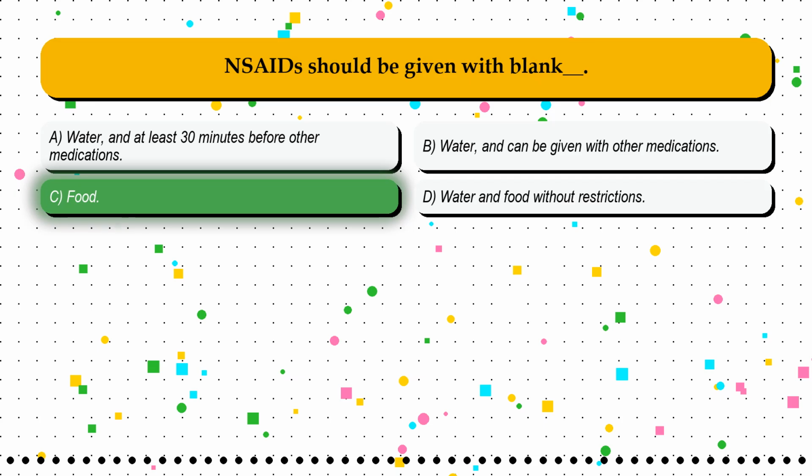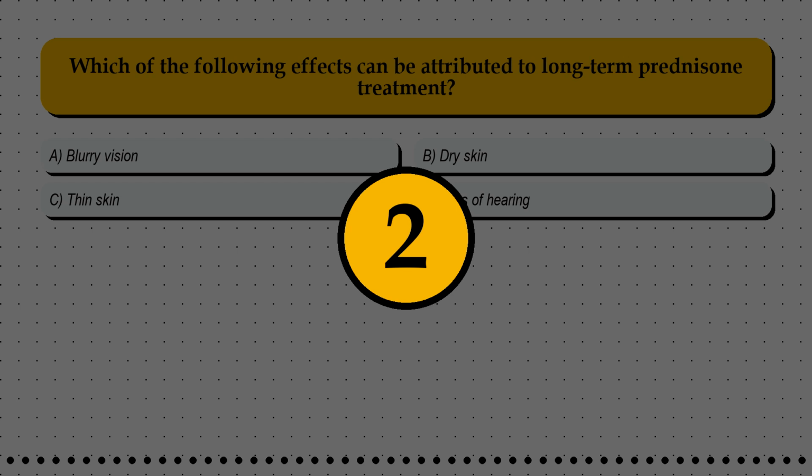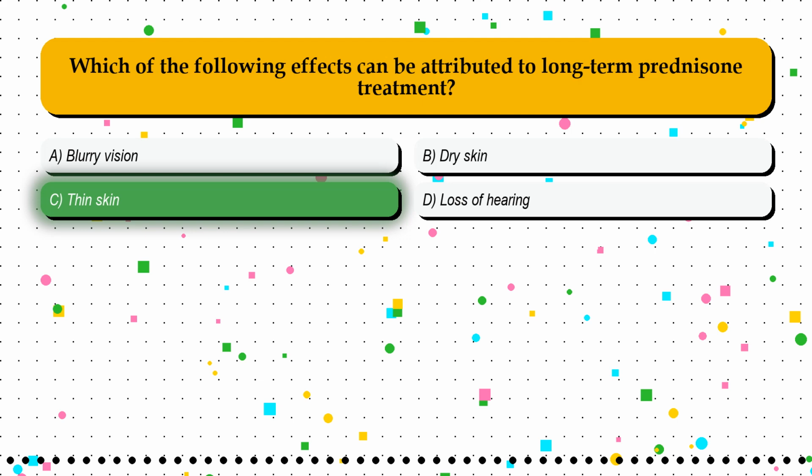The correct answer is option C, food. Question 152. Which of the following effects can be attributed to long-term prednisone treatment? Option A, blurry vision. Option B, dry skin. Option C, thin skin. Option D, loss of hearing. The correct answer is option C, thin skin.